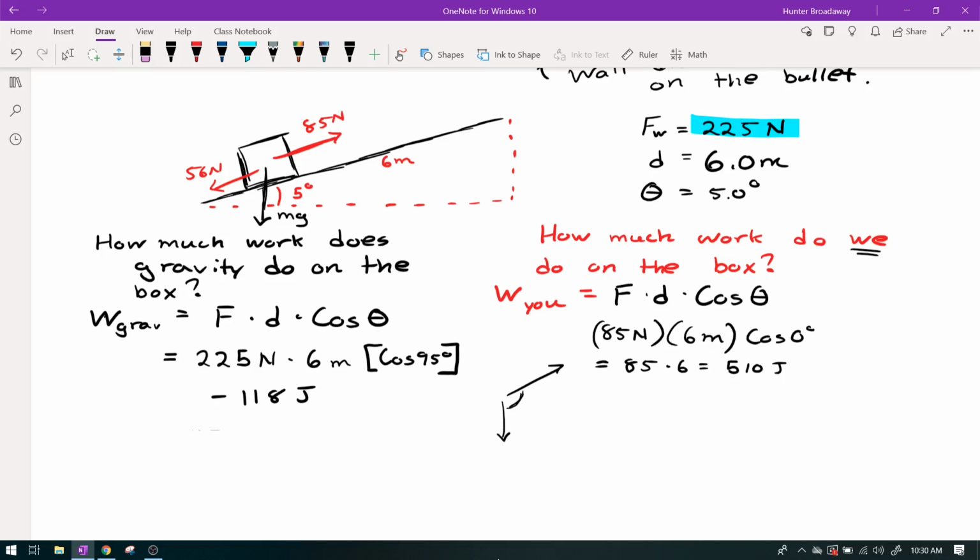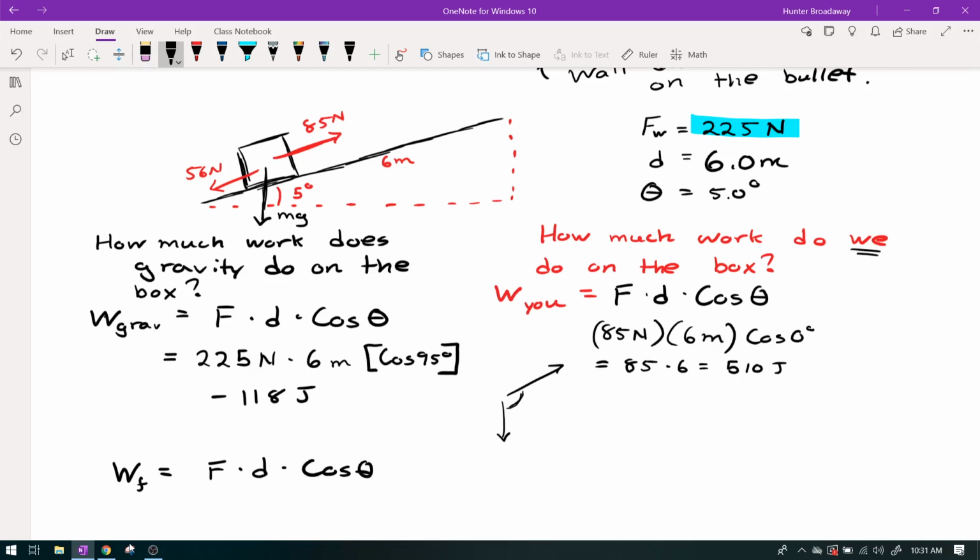How much work does the friction force do on the box? So let's calculate work of friction, WF. How much work does the friction do on the box? Guess what? This is still force times displacement times the cosine of theta.